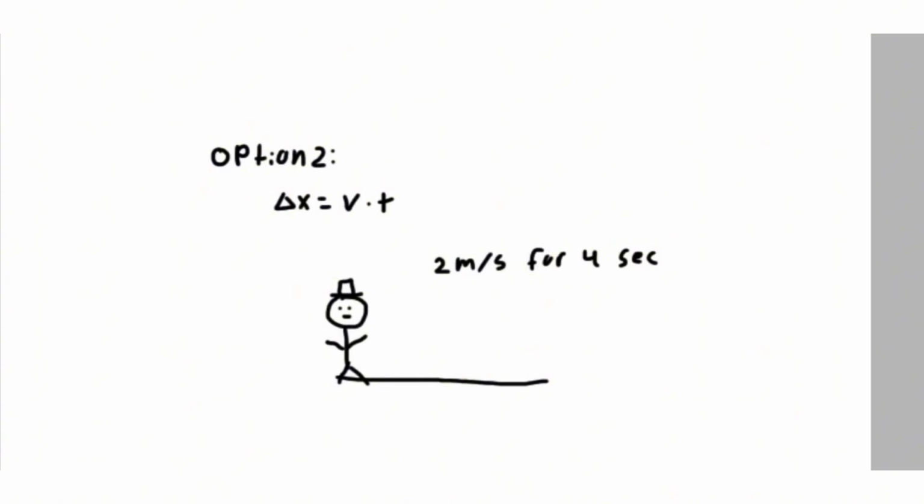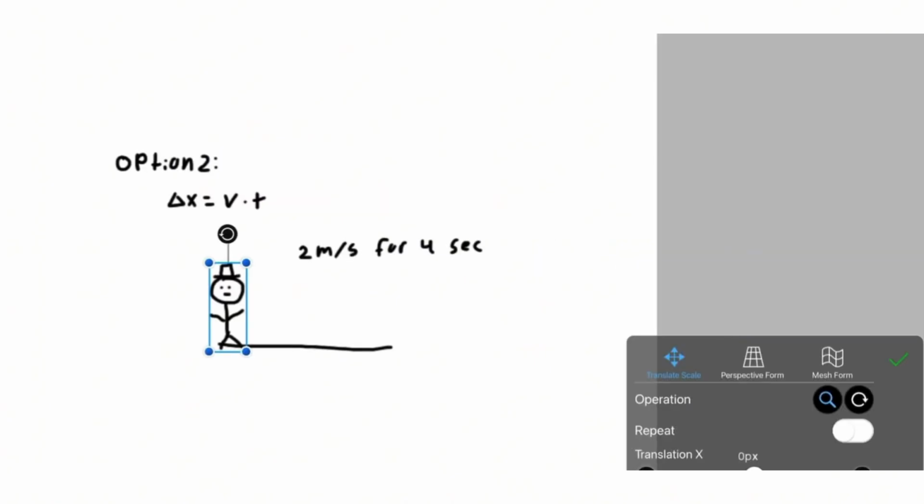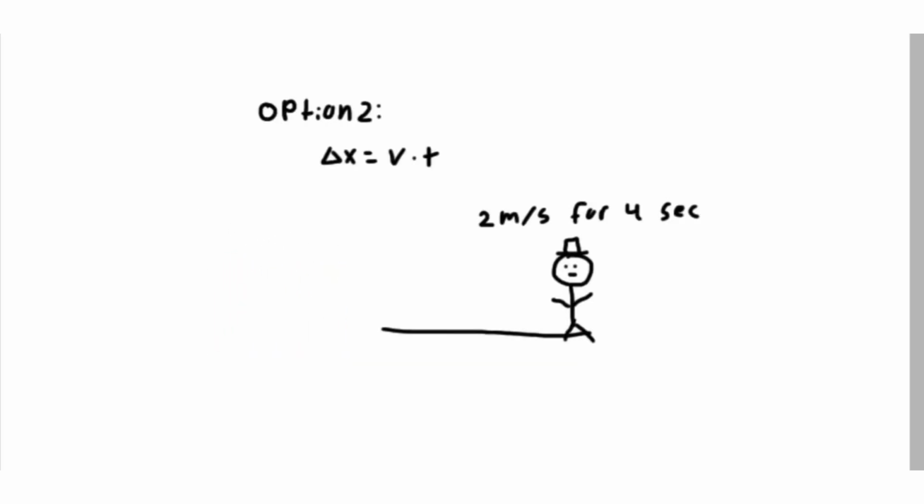Now let's use a little example using this guy with a cute little top hat. Let's say you walk 2 meters per second for 4 seconds. We just do delta x, or displacement, is equal to 2 times 4, and that will give us 8 meters.